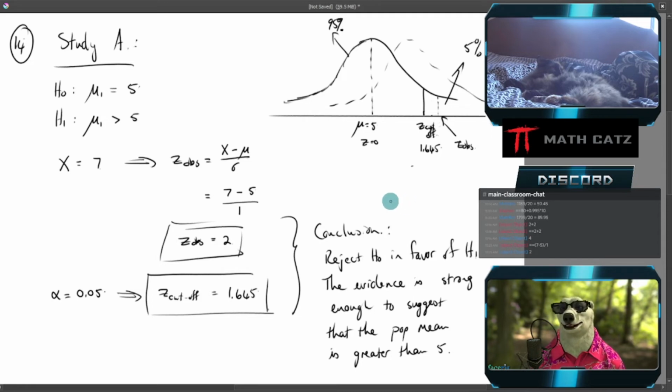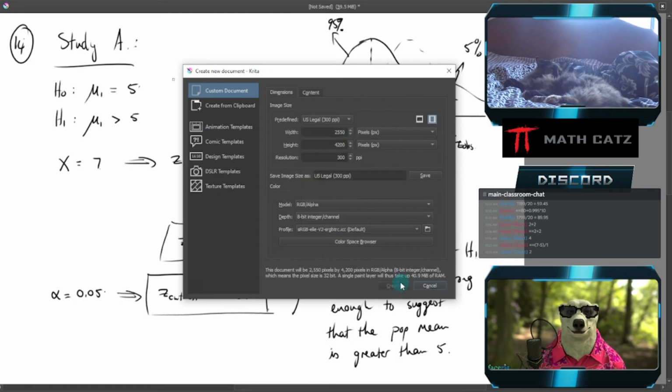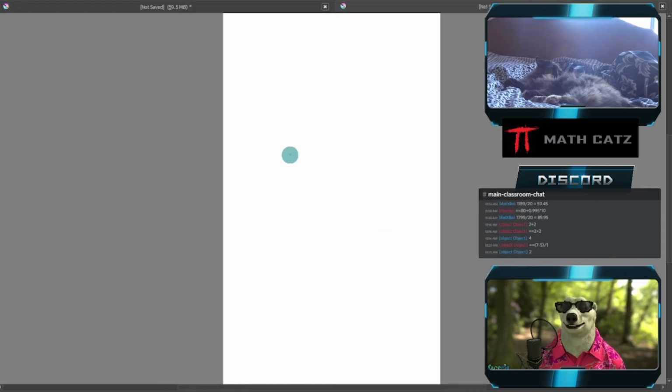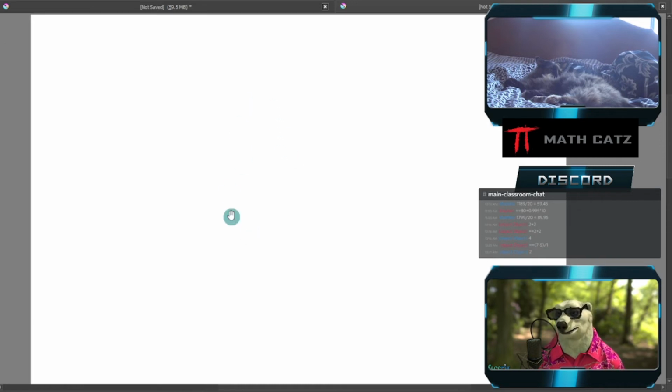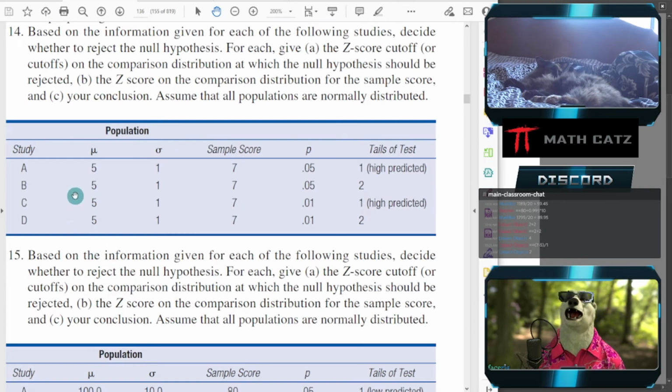Next, I want to maybe leave this, make a new page so we can refer back to this and see how everything is going to be very similar for the other study. Not exactly the same, similar. For study B, let's have a look at study B, where everything is very similar. We're testing the same population, mean, standard deviation, sample score is the same, confidence level of 5%, but now we have a two-tailed test.